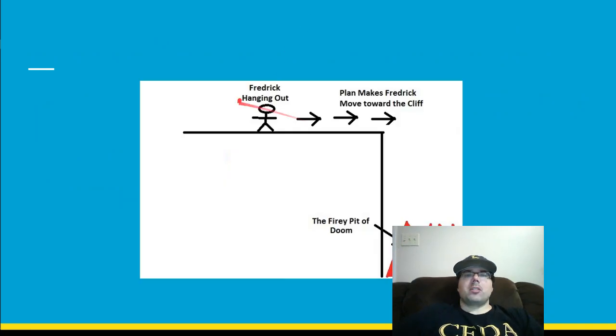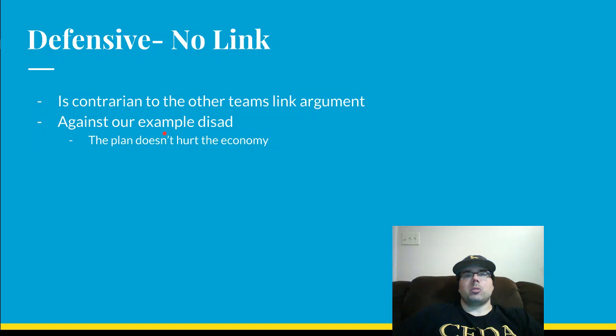So again, we move over to our example over here. We see Frederick hanging out. A uniqueness overwhelms the link argument would simply agree that Frederick is either standing still or moving this way, but that nothing can make Frederick alter his way of being to start moving towards the cliff. So uniqueness overwhelms the link says, you're right, economic growth is happening, Frederick is moving this way, and there is nothing that will make Frederick move back this way. He's just going to keep on going this way, away from that fiery pit of doom.